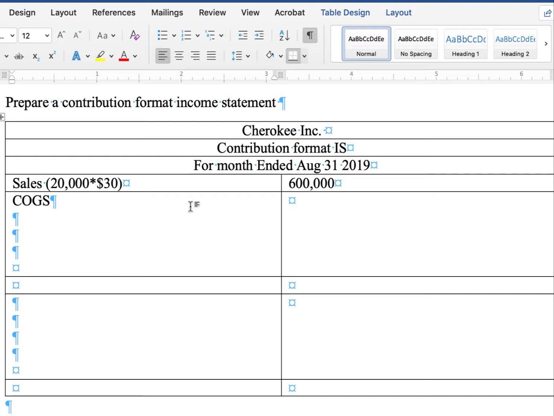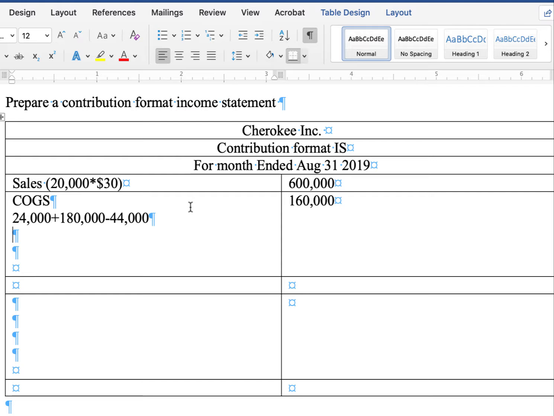Well, remember, we take the beginning, we add what we purchased, we subtract out the ending. That tells us how much we used. So I'm going to take my beginning balance of 24,000. To that, I'm going to add the purchases, which we said were 180,000. And then I'm going to subtract out the ending balance of $44,000. That should be 160,000. Okay.